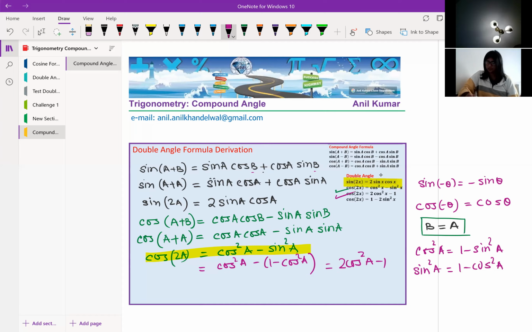And now, if I do the substitution for cos, if I write cos square A as 1 minus sine square A in the very first equation, which already has sine square A with a negative sign, that will give me 1 minus 2 sine square A. So we have another formula for cos 2x, which is 1 minus 2 sine square x. Is this all clear to you?